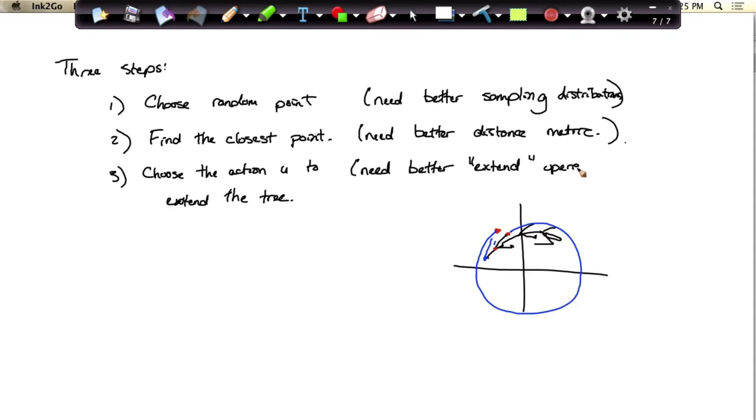For the dynamical systems case. Now, unfortunately, I can give you a bunch of ideas for each of those topics. Unfortunately, they're not hard science right now. I'd say I can give you a grab bag of tricks and heuristics that people have come up with.